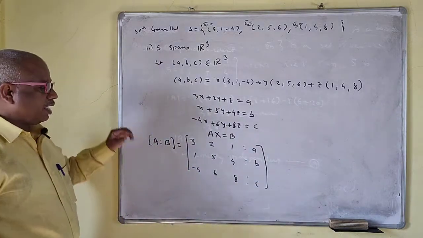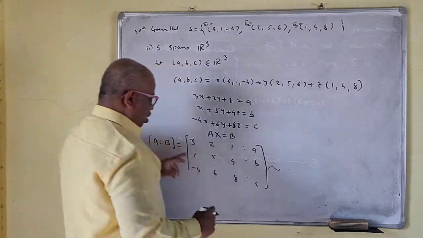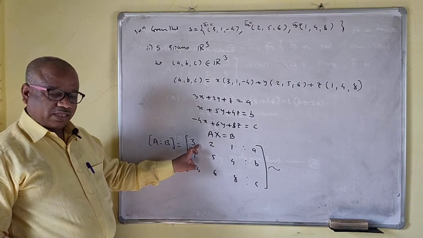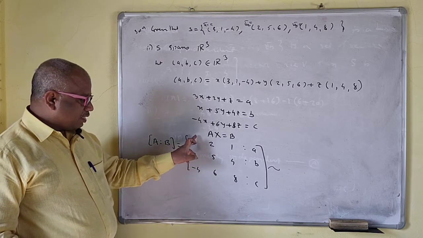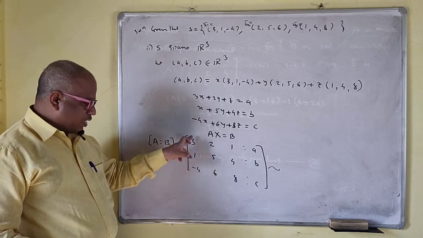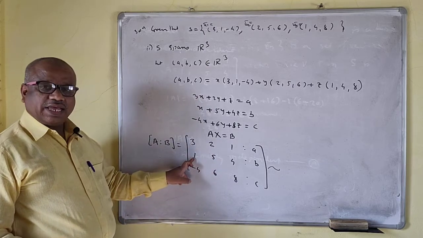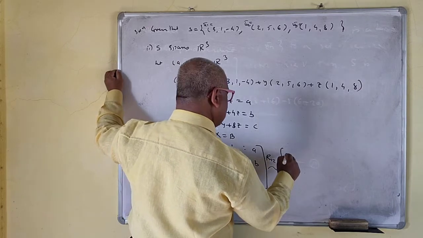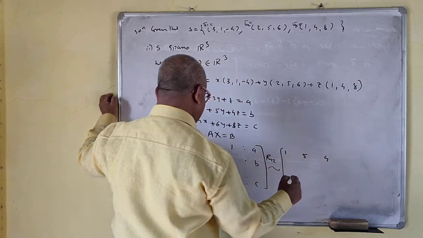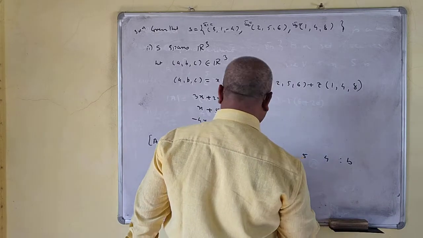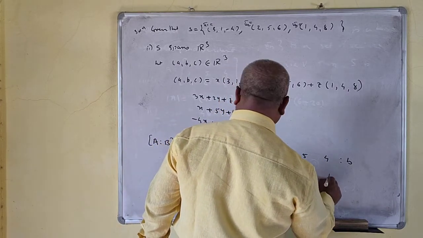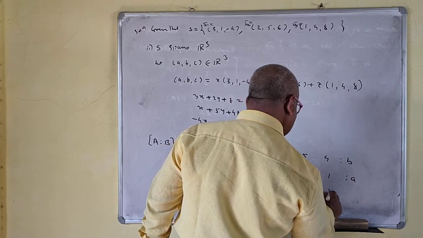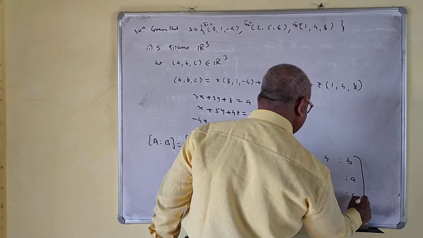So we'll convert this to echelon form now. We have to make this entry 1. To make this entry 1, you can make 1 anywhere. 1 is already here, so we'll interchange. This is R12. We'll apply this operation: 1, 5, 4, b, then 3, 2, 1, a, then minus 4, 6, 8, c.